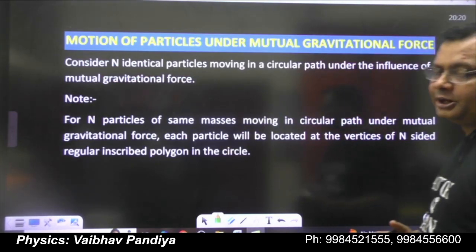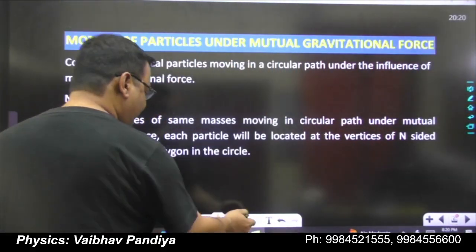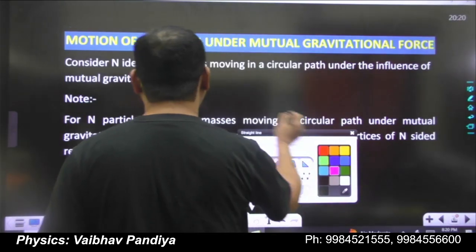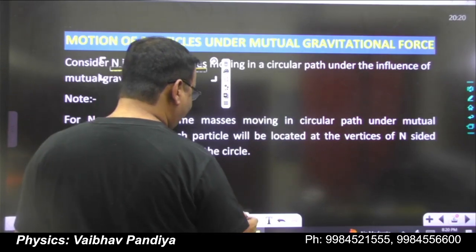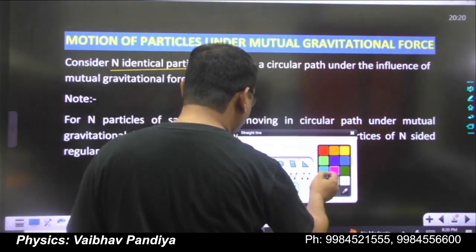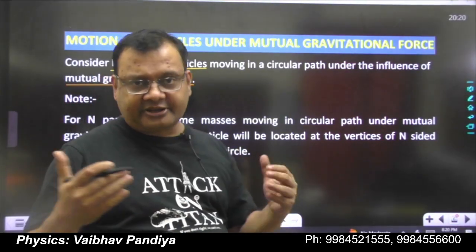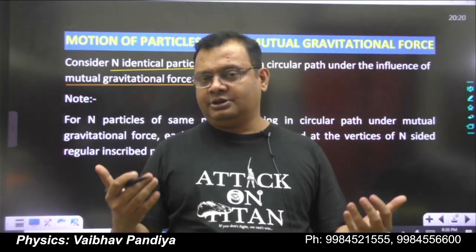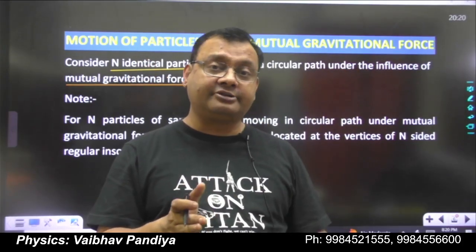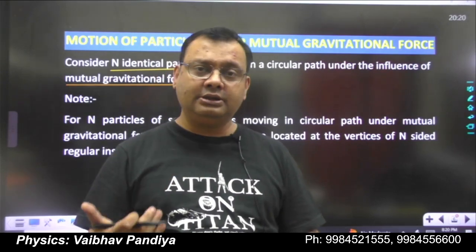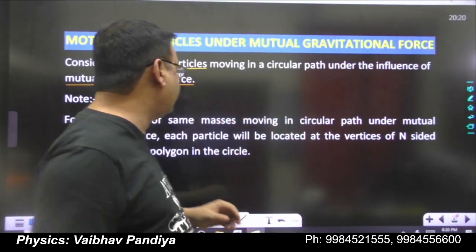Now let's see motion of particles under mutual gravitational force. Now suppose we have n identical particles. What is the meaning of identical particles? All have the same masses, okay, and they are moving in a circular path under the influence of mutual gravitational force. Now what does it mean? All the particles would be exerting gravitational force on each other. These are the mutual gravitational forces, like 1 is exerting a force on 2, and by Newton's third law 2 is exerting a gravitational force on 1. So under these forces each particle will be moving in a circular path.